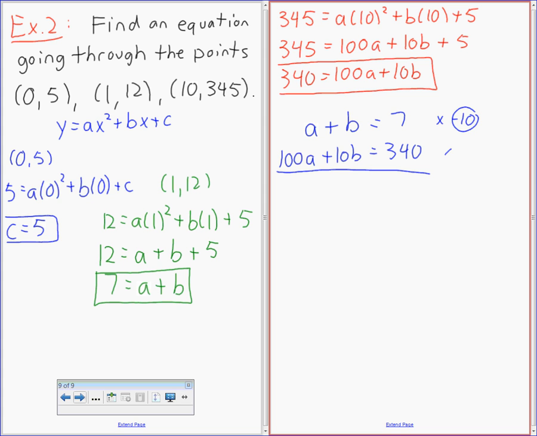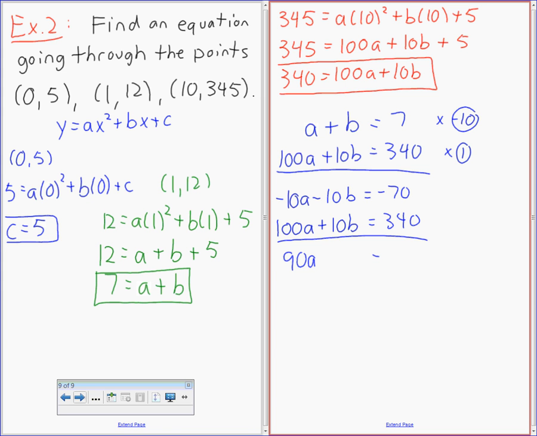And that's just times 1, I guess. So this is going to be negative 10A minus 10B equals negative 70, and 100A plus 10B equals 340. If you did this a different way, do not worry. It's possible to get different middle steps, as long as you get the same final answer. 90A equals 270, is that right? Yes. This is where elimination is nice because it works out beautifully.